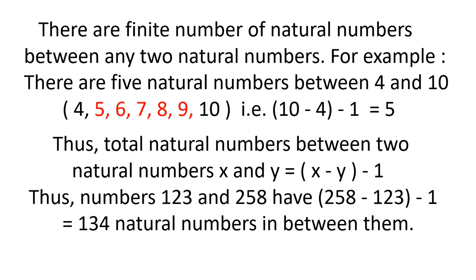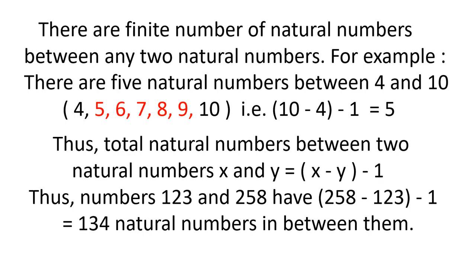Like here, we have taken the difference of 4 and 10, that is 10 minus 4 is equal to 6, and we subtract 1 from it. 6 minus 1 is equal to 5. So 5, 6, 7, 8, 9, there are 5 natural numbers between 4 and 10.